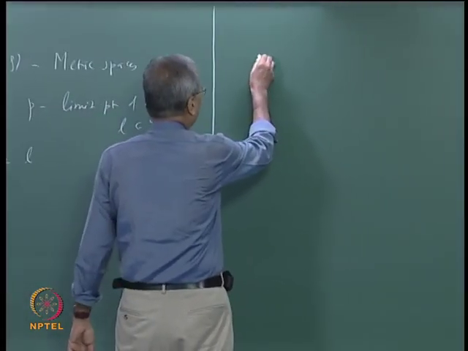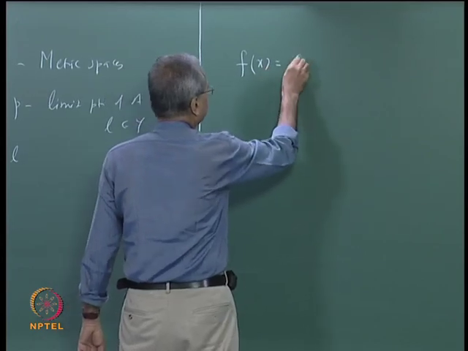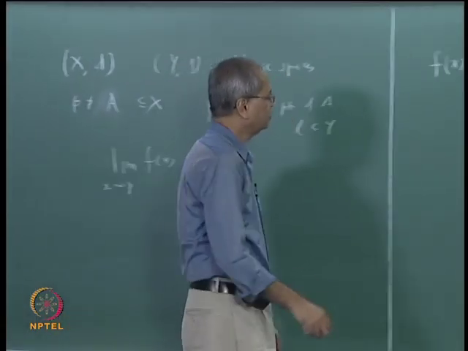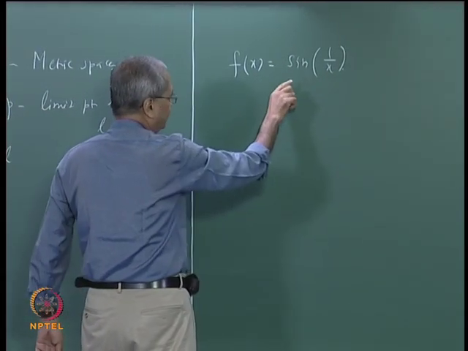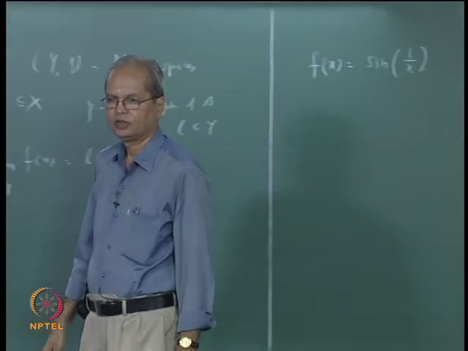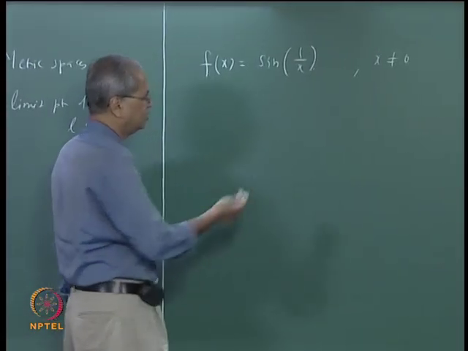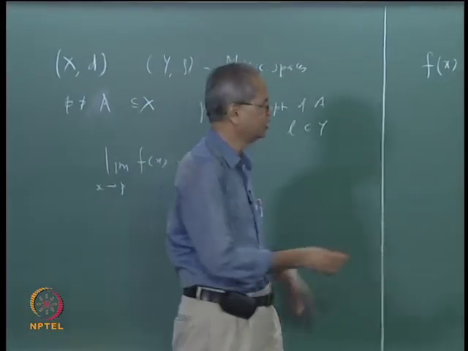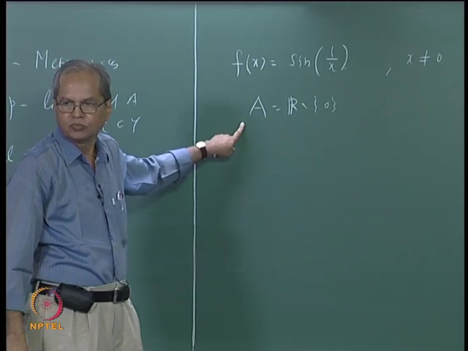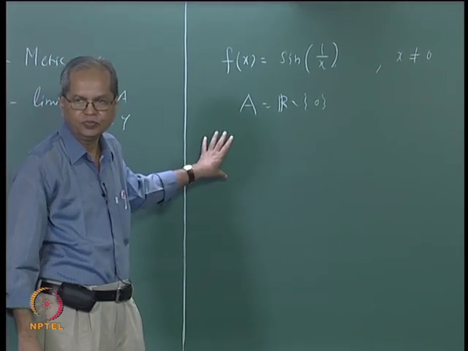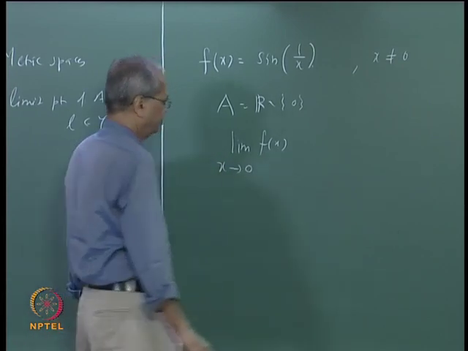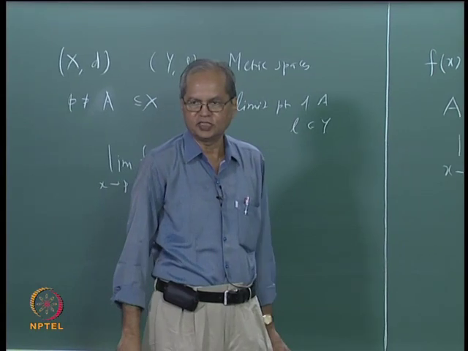This is one of the famous examples: f(x) is equal to sin(1/x). Of course, this is not defined at x equal to 0, but it is defined for every real number x which is not 0. So if you take the set A as R minus {0}, then 0 is a limit point of this set. So we can talk of the limit of f(x) as x tends to 0. But being able to talk about it does not mean that the limit exists.